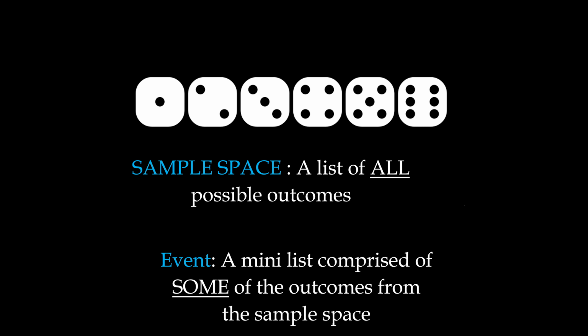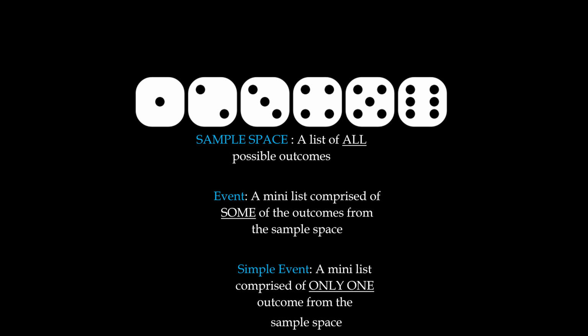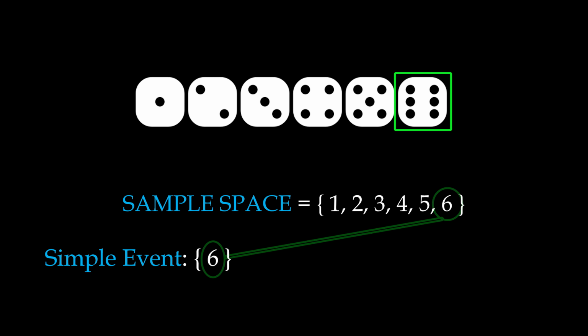To reiterate, the sample space is the list of all possible outcomes, and an event is a smaller list with some of these outcomes. If I were to have a list with just one item in it, we would call this a simple event. So if my procedure is to roll a die and get a 6, the single outcome I'm looking for is this. Since there is only one item in our list, we would call it a simple event.